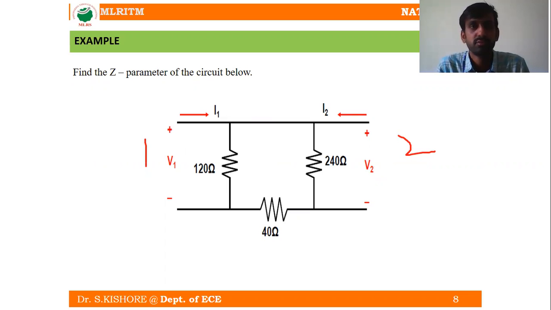So now for this, we can obtain the Z parameters by considering each of the ports to be open circuit. So let us consider first that port 2 is open. The port 2 is open. So if we consider port 2 is open, what's going to be our circuit?